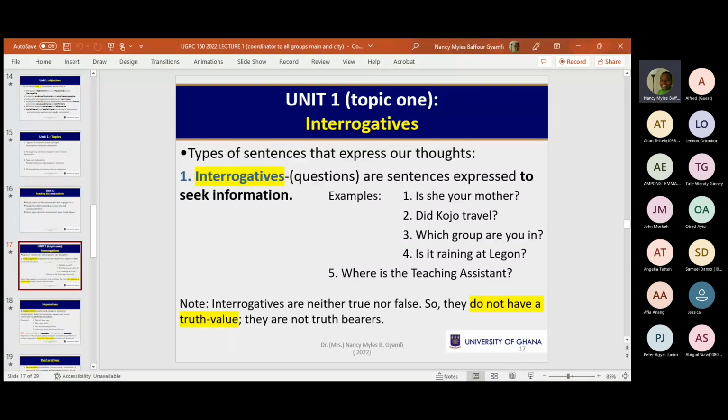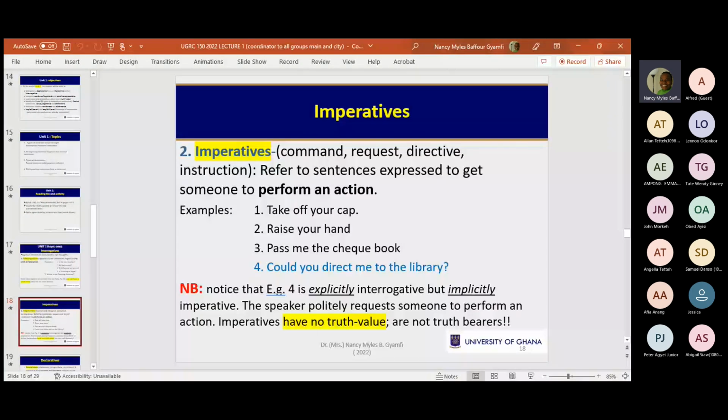If I say, pass me the checkbook, you will do something. I'm not asking for information. So you pass, you do it or not do it. It's an action that I want from you. So if you read my intention well, then you will know that example 4 now on our screen, imperatives, is just like what?